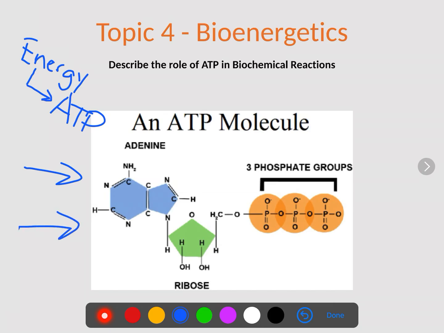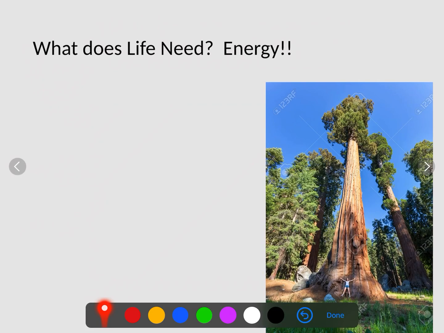Now you notice this molecule is made of three parts. It's made of a ribose sugar, an adenine, and a phosphate. This phosphate right here is where the energy is stored. Three phosphates equals a large amount of stored energy. When we break that phosphate off, it releases energy and it almost uncharges the battery.